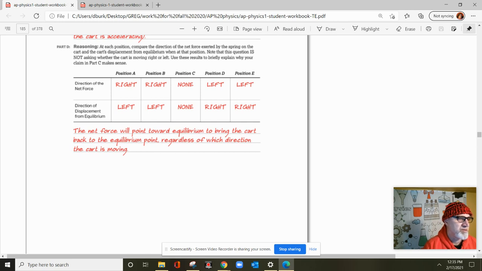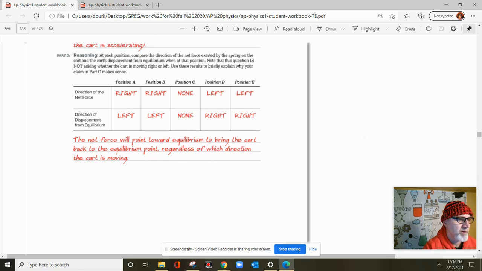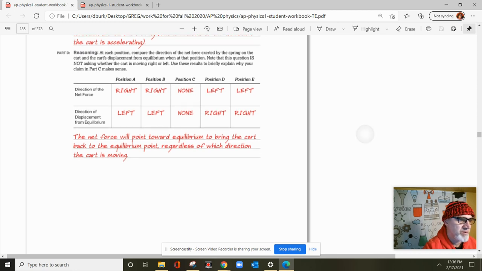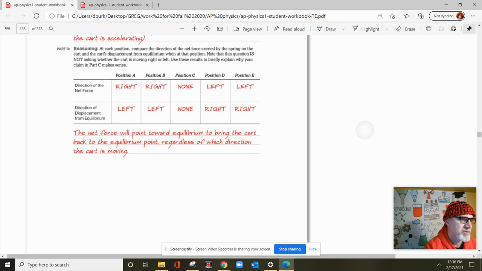So what is the direction of the net force exerted by the spring? You can just look at the little arrows and fill the boxes in. The direction of net force is right because the arrow is pointing right, left because it's pointing left. For the direction of displacement from equilibrium, when the force is pushing it right, the displacement is to the left.